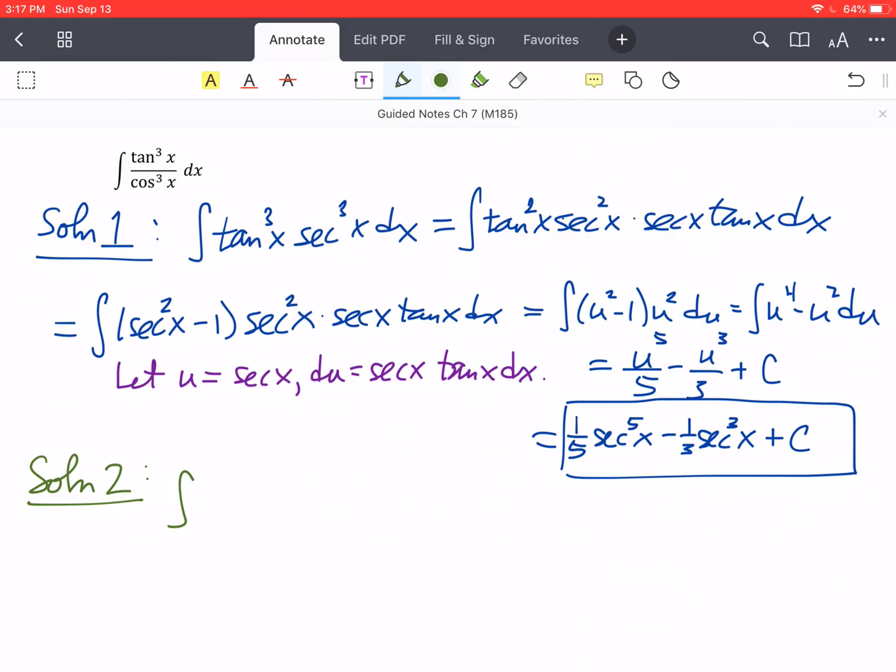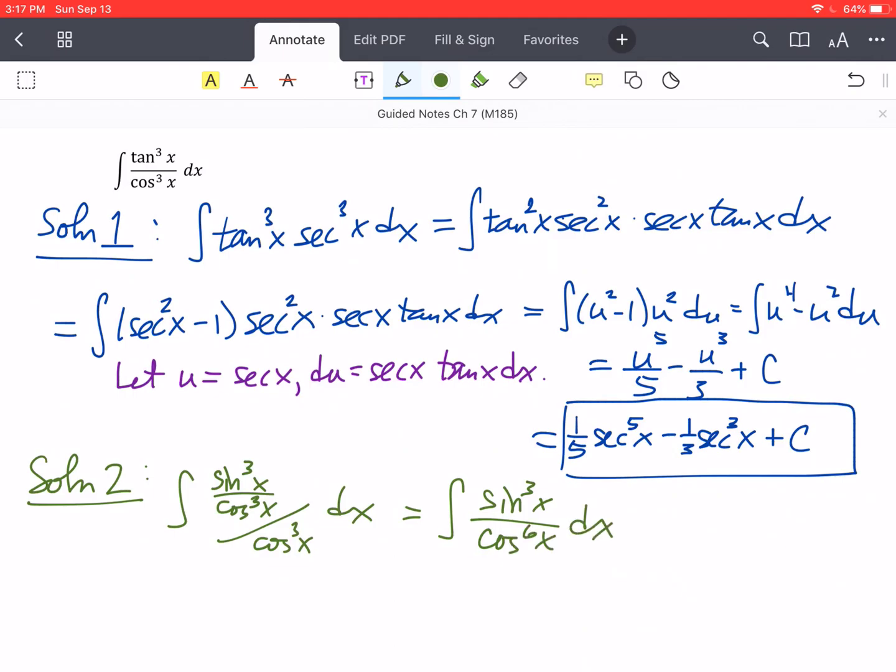So we turn our tangent cubed over cosine cubed into sine cubed over cosine cubed over cosine cubed dx, right? Tangent cubed over cosine cubed. So that's going to be the same thing as 1 over cosine cubed. So that's going to be sine cubed over cosine to the 6th dx.